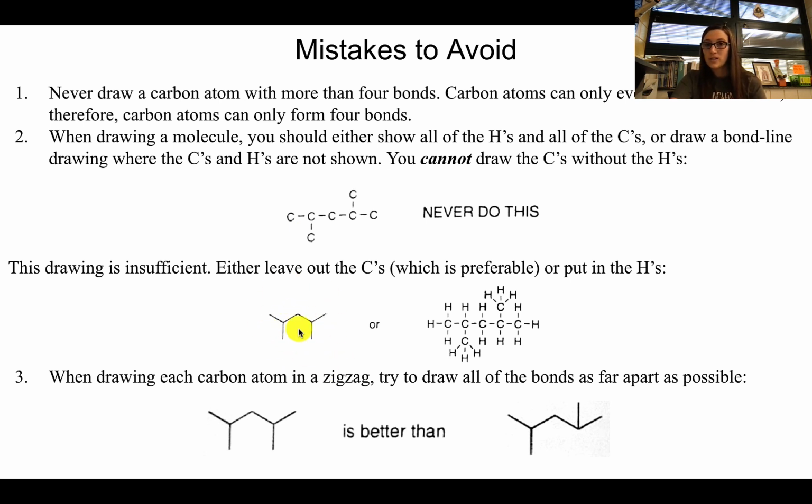That's going to be preferable. It's going to be faster. It's going to look a lot neater than this one on the right. This one on the right is correct as well. You have to put all of the H's in if you want to actually show all of the C's. But this bond line drawing is easier and it's quicker.